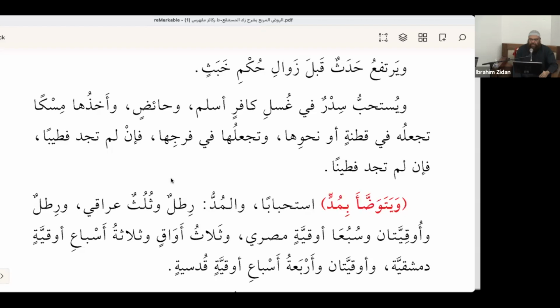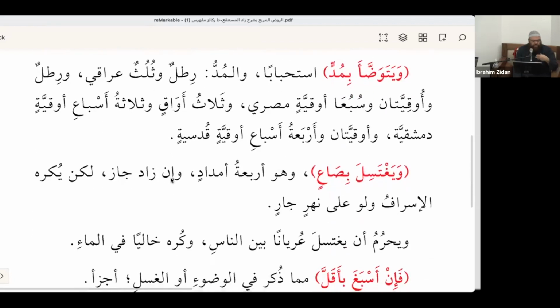فإن لم تجد فطيبا, if she doesn't find misk, then طيب, any طيب. A طيب is the fragrance or perfume. فإن لم تجد, if she doesn't, فطينا, then mud, meaning they would use that to remove the smell. So again, these things are not a matter of ibadah. It doesn't have to be done, that you go get mud and you use it. No, it's about removing the smell, using something that would make the smell pleasant, and not to keep the smell of the blood of the menses.